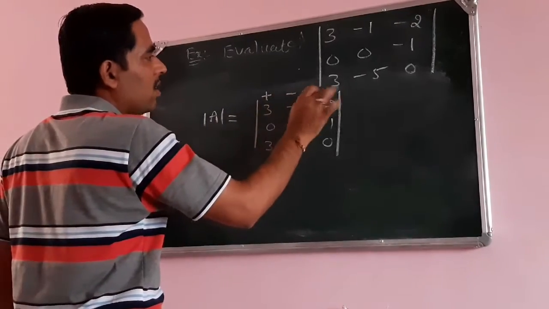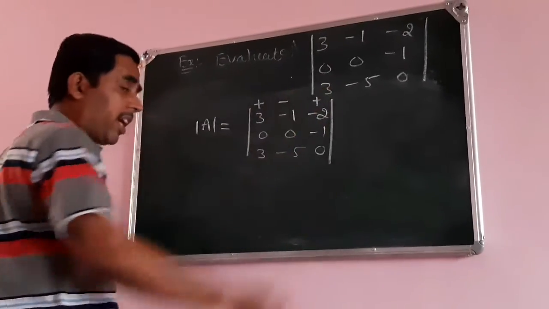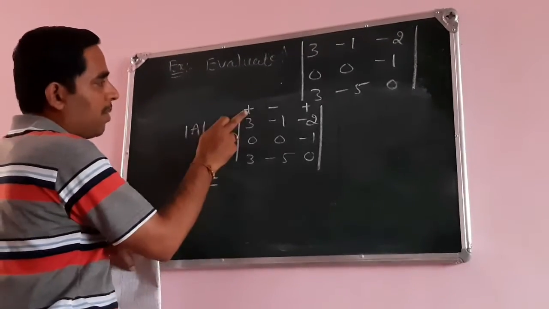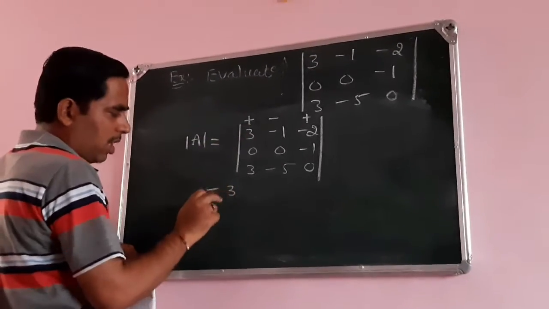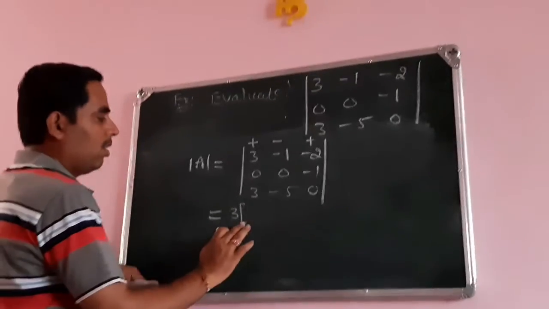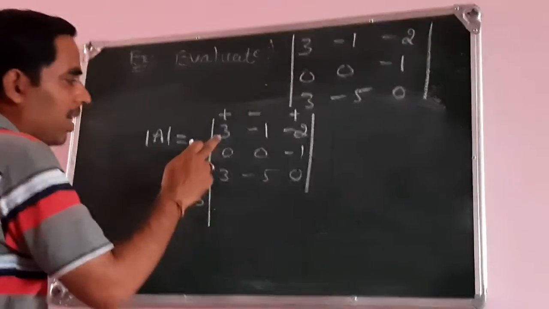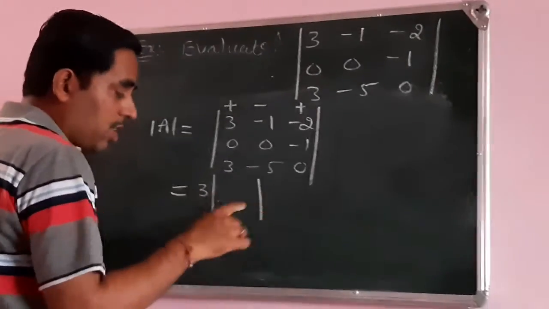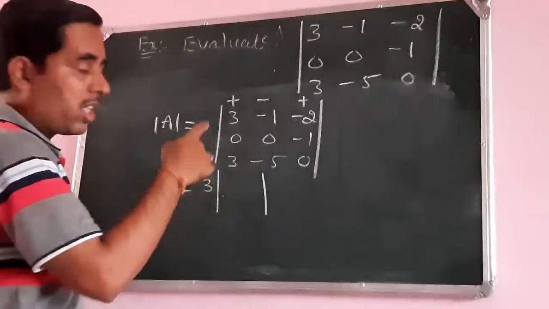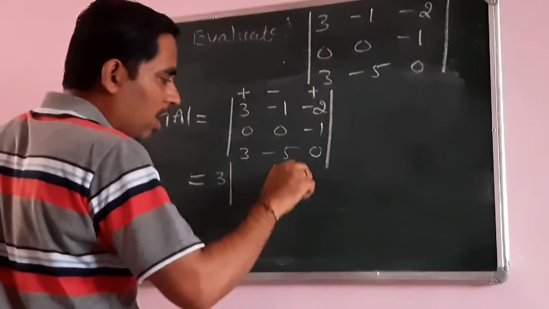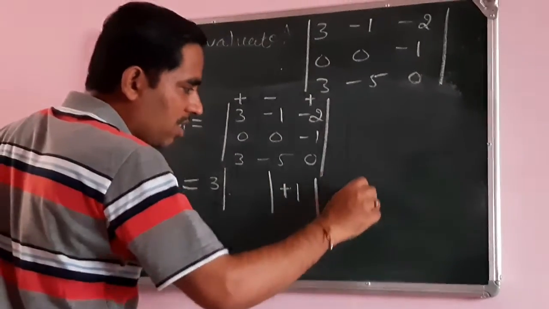We should be careful with the signs in this example. Plus 3 into, the plus is understood here, so we can write it directly also. I will show it clearly: plus 3 into, what is the determinant I should write here? You concentrate on that element. Minus into minus will be plus, 1; you write the determinant afterwards.